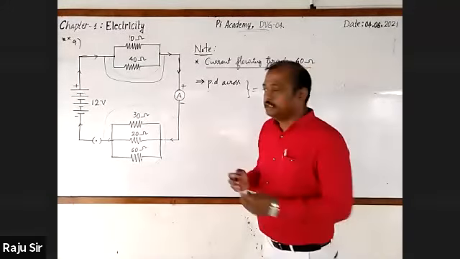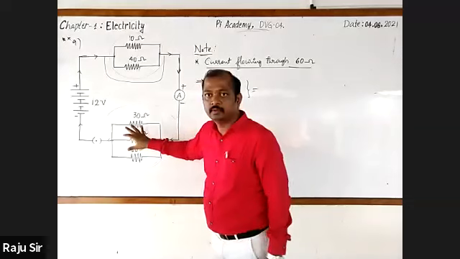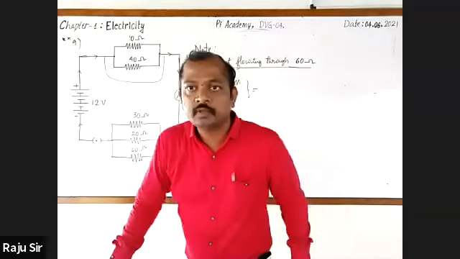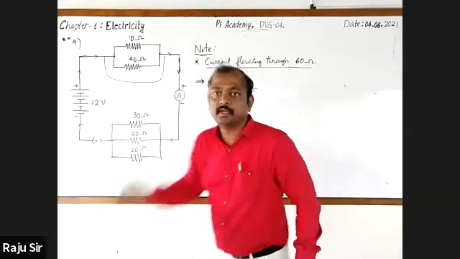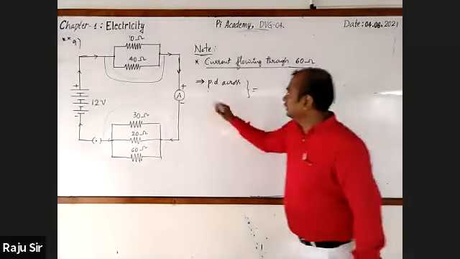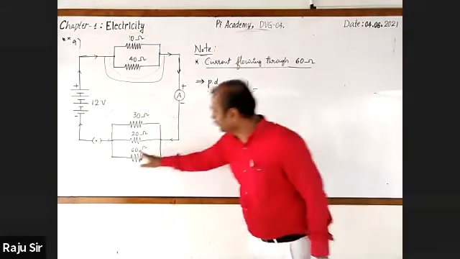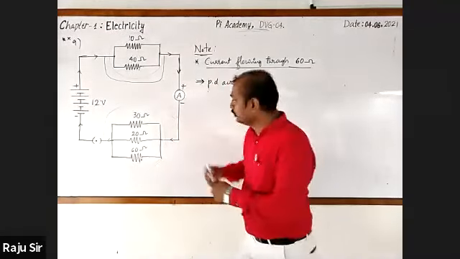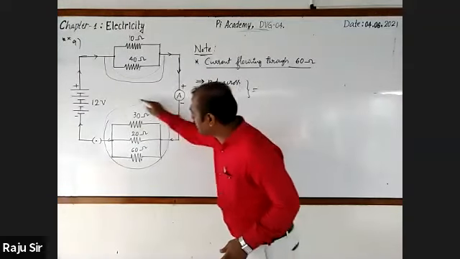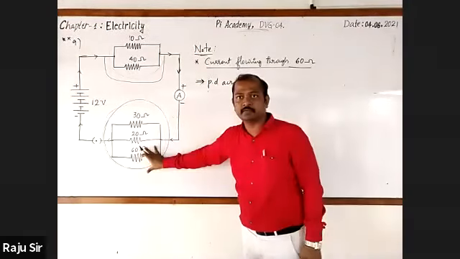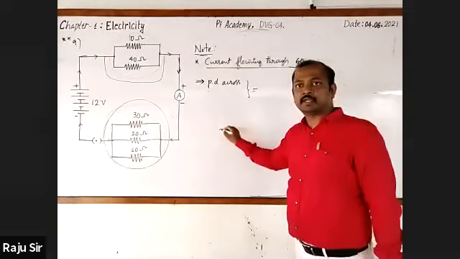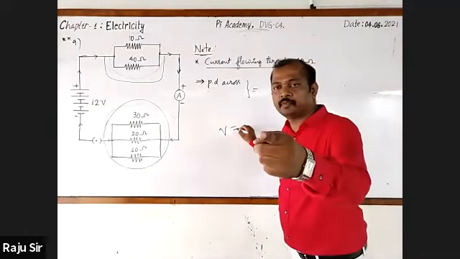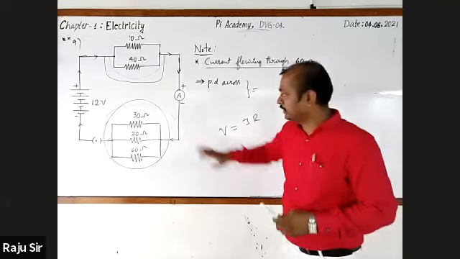If you want to find out, please observe the board. Siddharth, Bhumika, let your attention be here. If you want to find the current flowing through 60 ohm, you must know the potential difference across this combination. We have the potential difference formula, that is, V is equal to I into R.